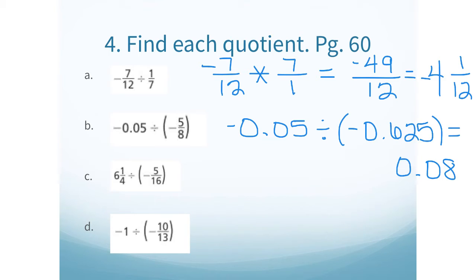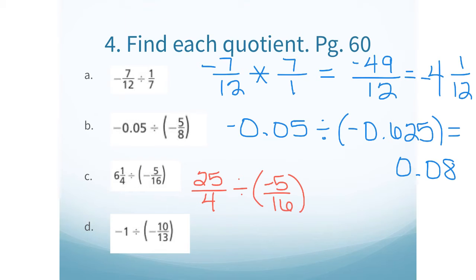Let's go to C. For C, we have 6 1/4 divided by negative 5/16. We have two fractions, but one of them is a mixed number. We need to change this mixed number into an improper fraction. Denominator times whole number plus numerator. 4 times 6 plus 1 is 25 over 4. And that is dividing by negative 5/16.